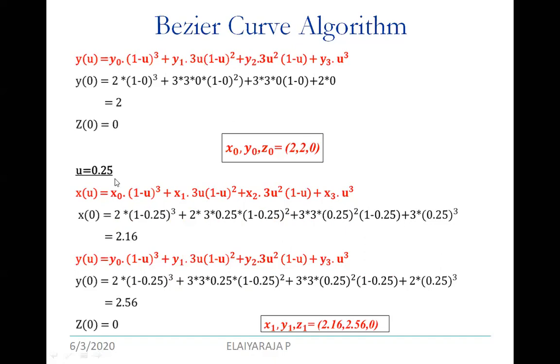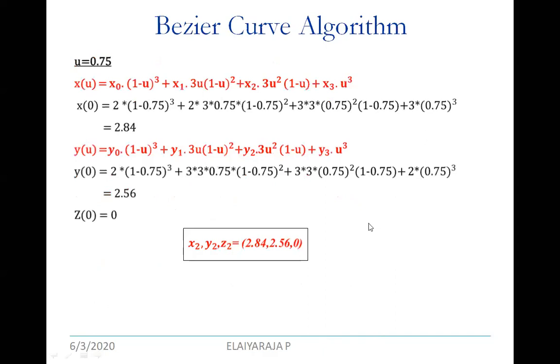Then move on to u equal to 1 by 4. You can directly write 1 by 4 or 0.25, based on your convenience, right? So u equal to 1 by 4, 0.25. When you apply it here as the u value, you will get 2.16 as the x value, and the y value is equal to 2.56. So your x1, y1, z1 are 2.16, 2.56, comma 0. X value equal to 2.16, y value equal to 2.56, and z value is going to be 0.